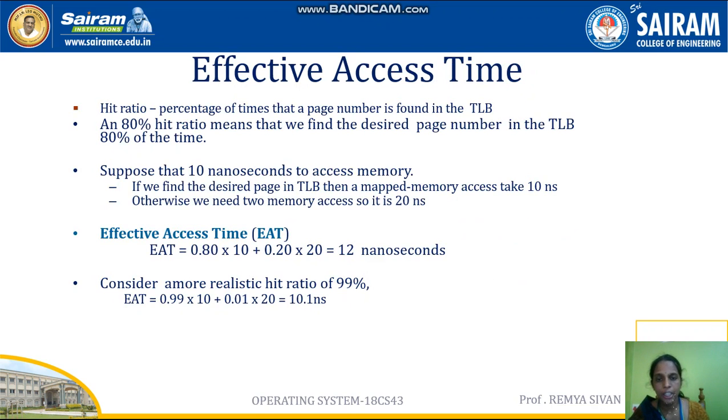So here, 0.80 into 10 plus 0.20 into 20. Why 2 times here? Why 2 into 10? Because first you have to access the page table, then you have to access your actual data, so 2 memory accesses. This is for a TLB hit, and this is for a TLB miss. A TLB hit means only one memory access; a TLB miss means 2 memory accesses. One more example: if your hit ratio is 99%, then the miss ratio will be 0.01. For a hit, only one memory access, so into 10; for a miss, 2 memory accesses, so into 2 into 10, so 20.